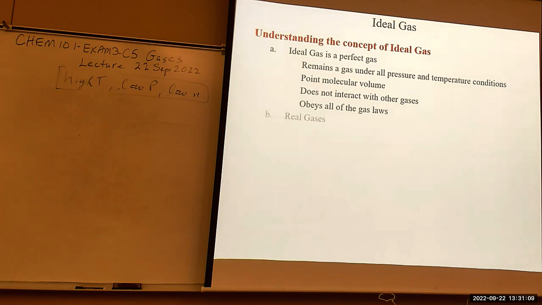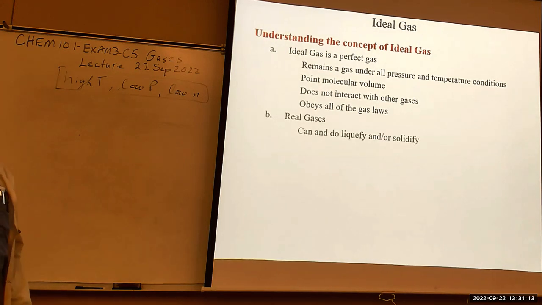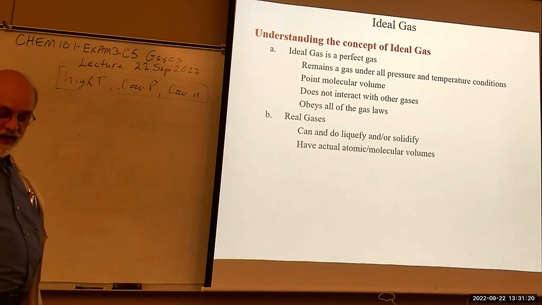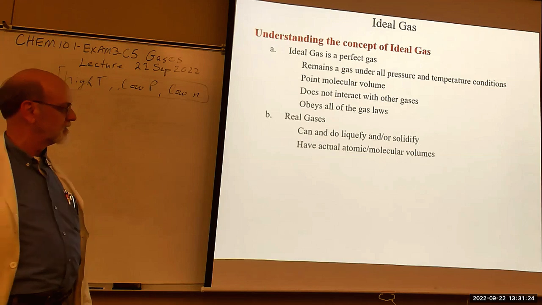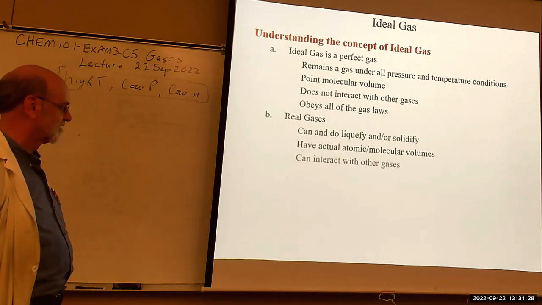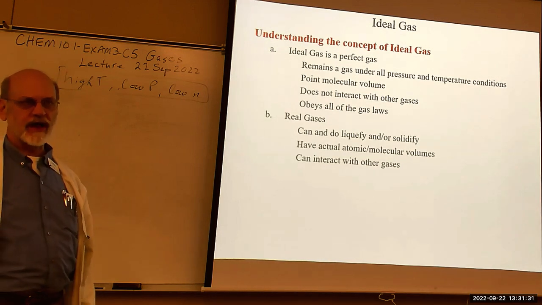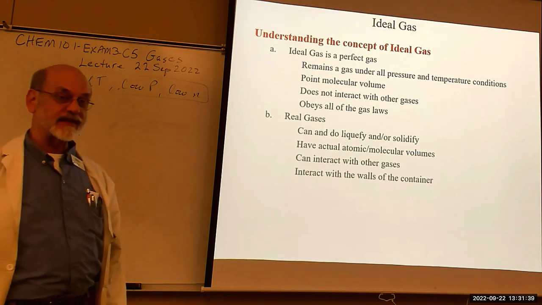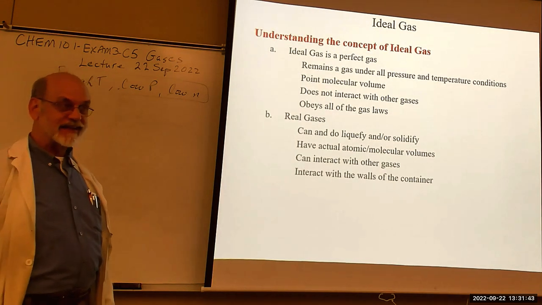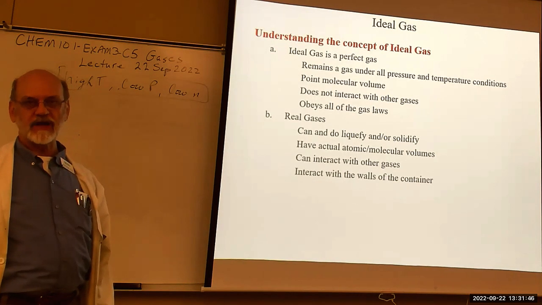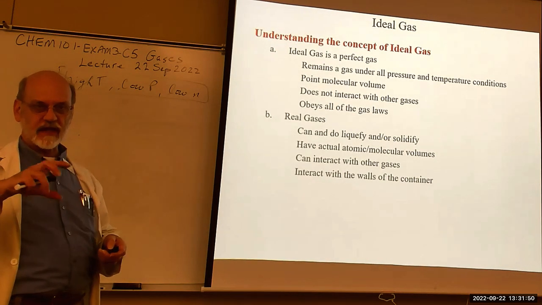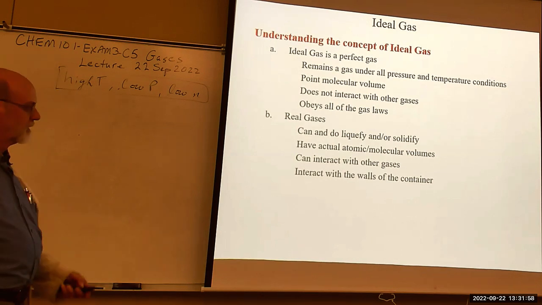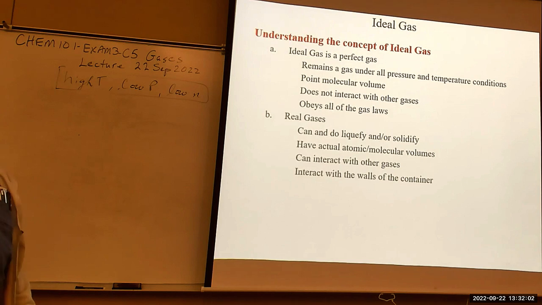Real gases, on the other hand, do turn to liquid, and some turn to solid when you cool them and pressure them. They do have an actual volume. The molecules in a gas do have volume. They do interact with other gases. Well, some of them don't interact, but a lot of them do. And of course, they interact with the walls of the container. They smack the walls of the container. If they didn't do that, you wouldn't know they're there because you couldn't measure the pressure. When you stick a gauge in that container, if the gas doesn't interact with the gauge, how do you know something's in there? You don't. So the real gas does interact with the walls of the container. That's where pressure comes from.